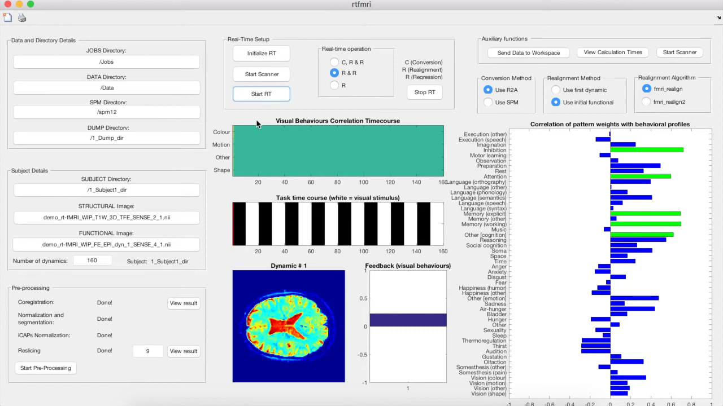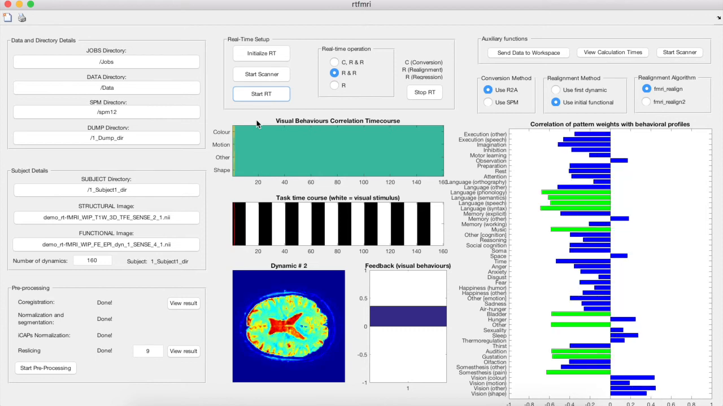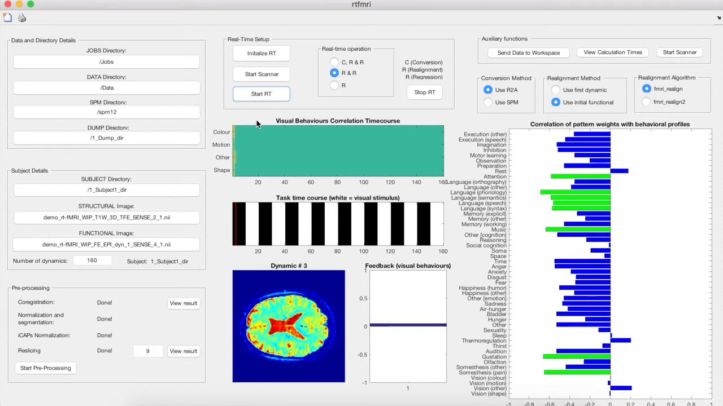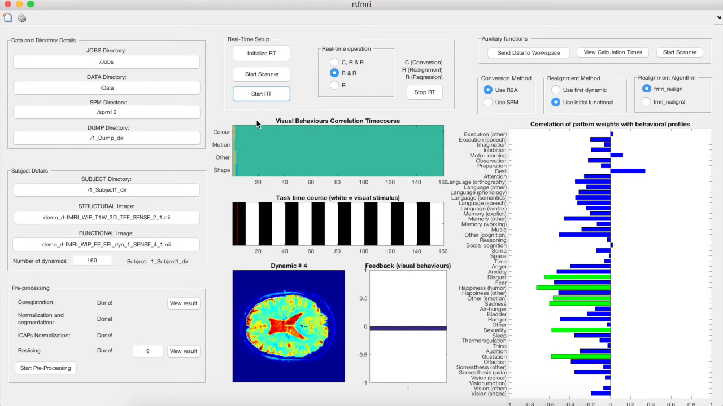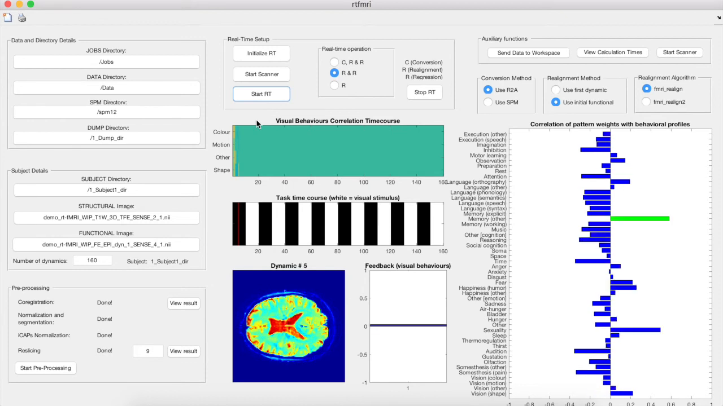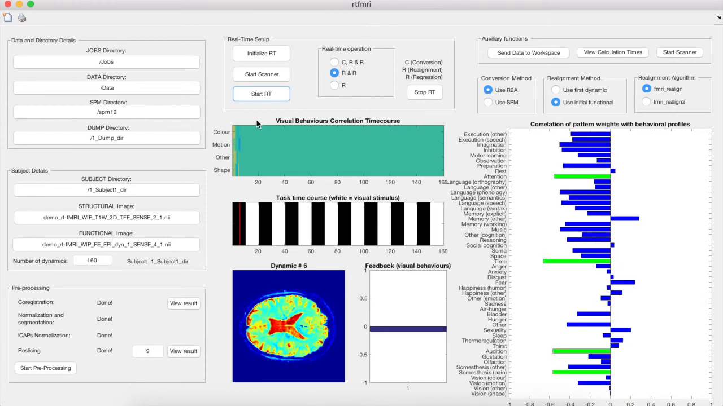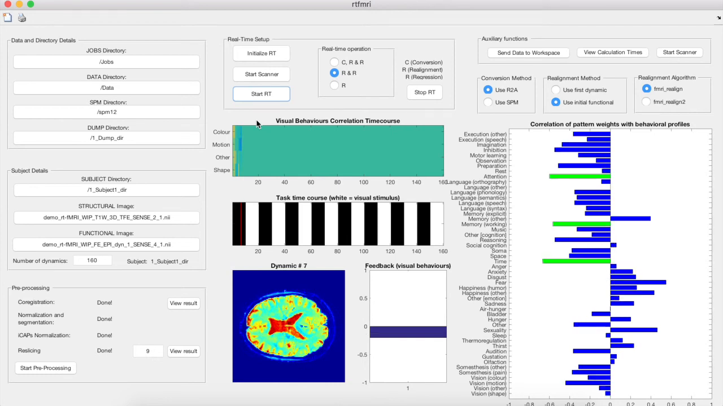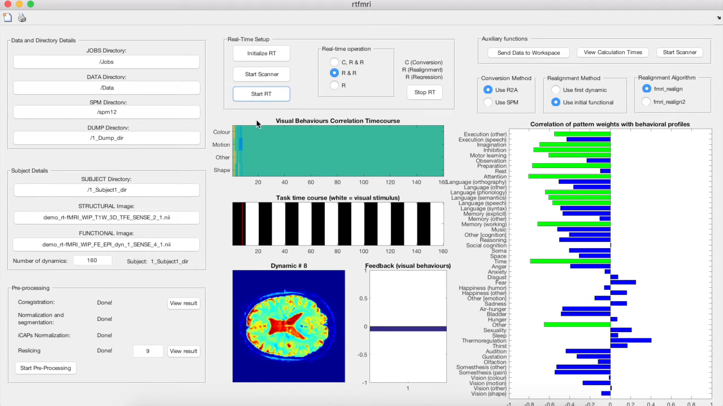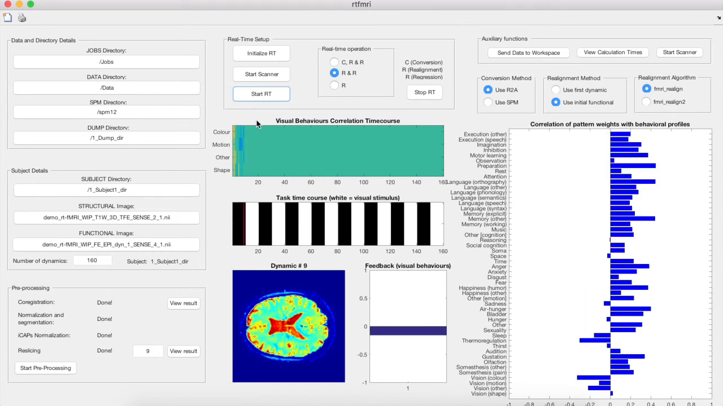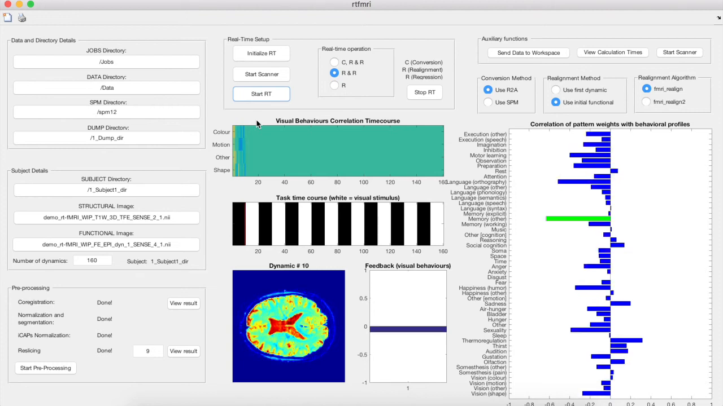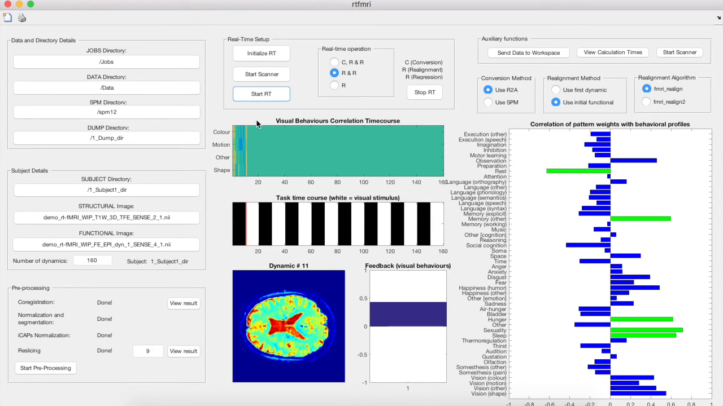Here you can see that being done in the program. The bottom left figure shows each dynamic functional scan as it is acquired. On top of that, we have the task time course, where you can see the black strips indicating the rest period for the subject, and the white strips indicating the period during which the subject receives a visual stimulus in the form of the video clip. On the right-hand side, for each dynamic, we display the correlation values of each of the 50 behavioral profiles from the BrainMap database with our current spatial activity map from the functional scans.